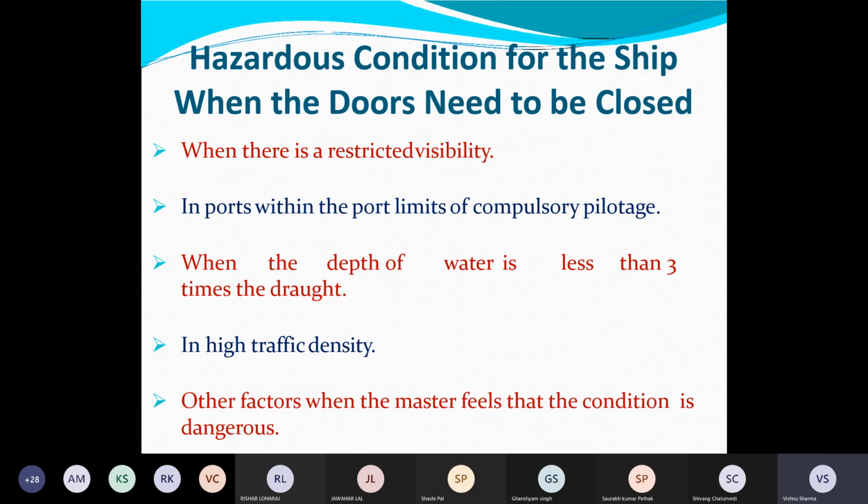So basically, when you feel that there is any hazardous condition which threatens to cause a breach of the ship's hull, then in those conditions, the watertight door must be kept closed.